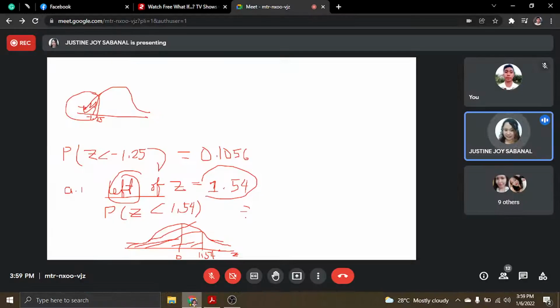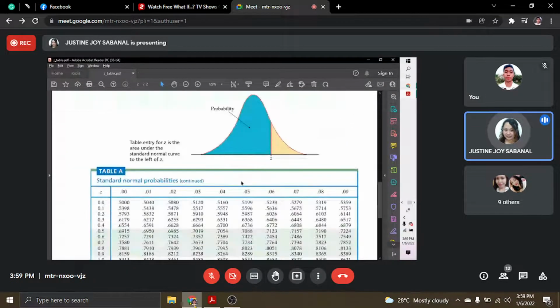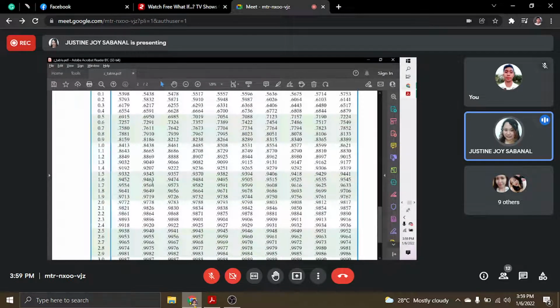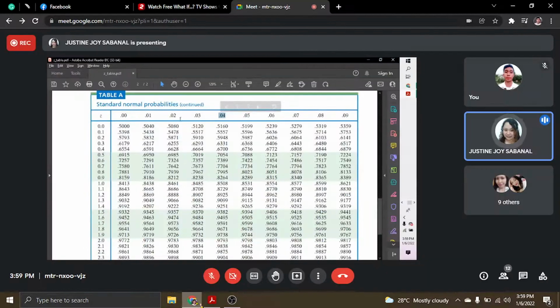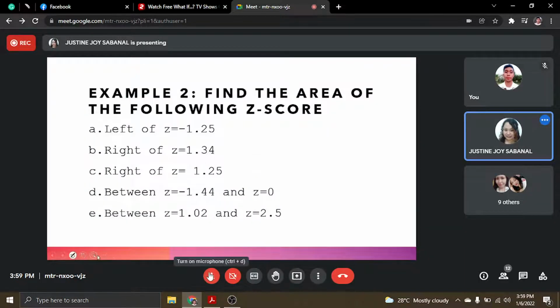Check muna natin dito. We have a positive 1.54. Hanapin muna natin yung 1.5. Tapos nag-e-end sa 4. Pang 1, 2, 3, 4, 5. Pang 5 yung 0.04 po. Sa tapat ng 1.5, bilang tayo ng 1, 2, 3, 4, 5. Yung value po ng 1.54 is 0.9382. Nasusundan niyo po? Opo.